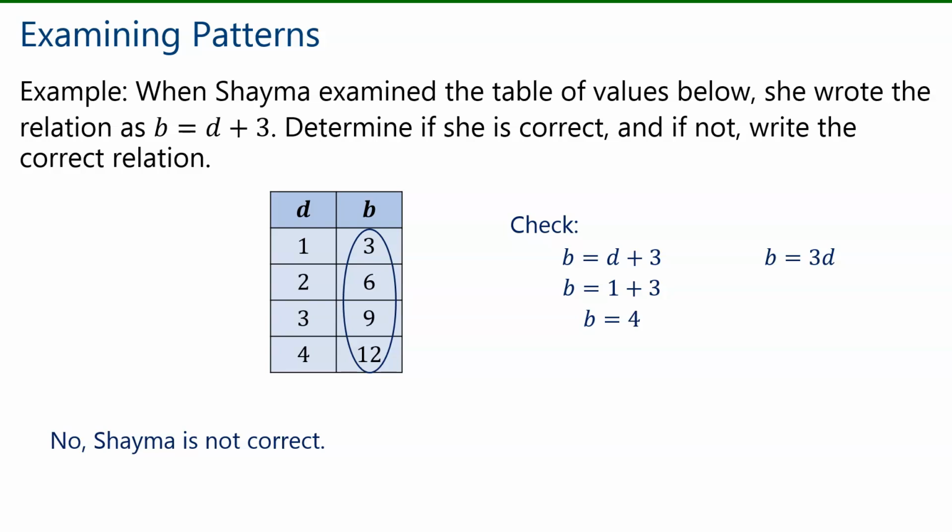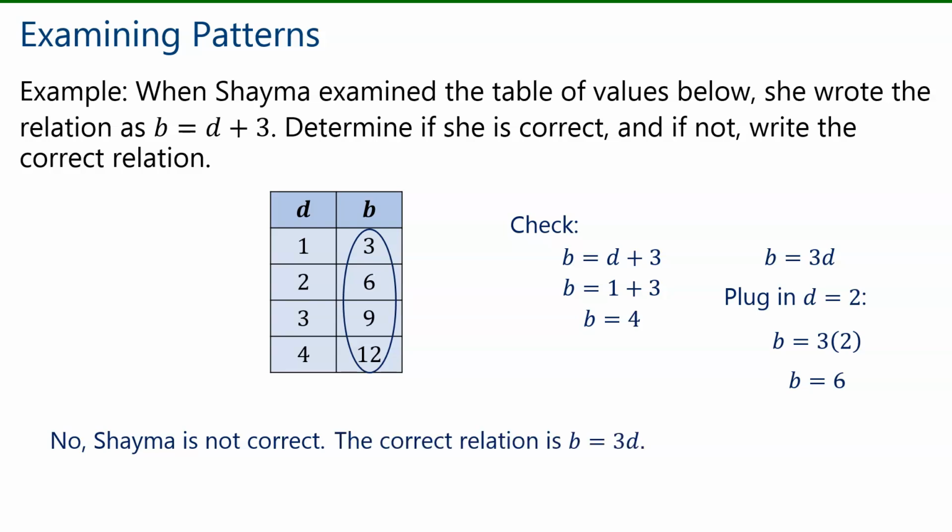So now we got to see if there's a number that can be added or subtracted onto this equation. So again, we just plug in a number for D. In this case, we can just use 2. B equals 3 times 2, which is 6. Now looking at the table, when D equals 2, B does equal 6. So that means we don't need to add or subtract anything onto the equation. So we can say that the correct relation is B equals 3D.